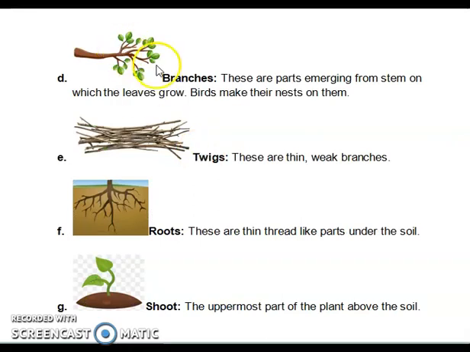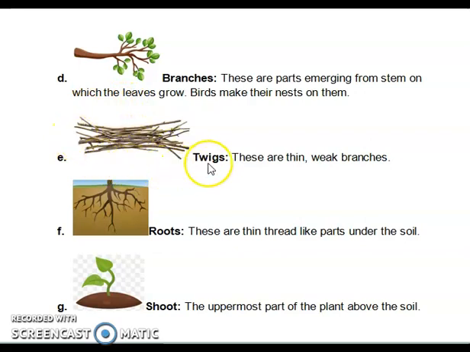Let us see another part of a plant, that is branches. Branches are parts emerging from the stems on which leaves grow. Birds make their nest on them. So from the stem you would have seen, no, there are certain branches coming out, small stem-like structures, but that is not the stem. Stem is the main part that makes the tree stand stronger. From these, branches come out, and further the leaves grow on it. Okay, and birds also make nests on the branches. Okay, I hope you understood.